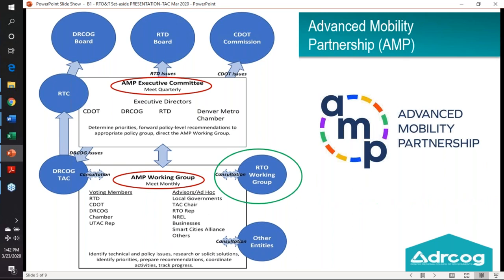And the final green circle there shows how there's been a lot of consultation back and forth between the AMP working group and, on the right there, what's called the RTO working group, the Regional Transportation Operations Working Group. That's a group of the boots on the ground type transportation operators of both roads and transit. And they've been meeting, like we said, for almost 30 years also, to help get into the nuts and bolts of what these technologies can do for helping our transportation system.